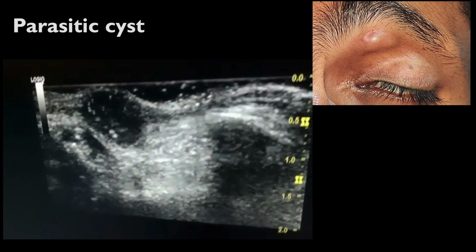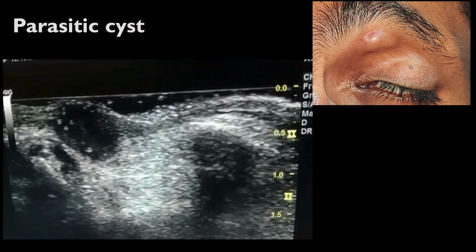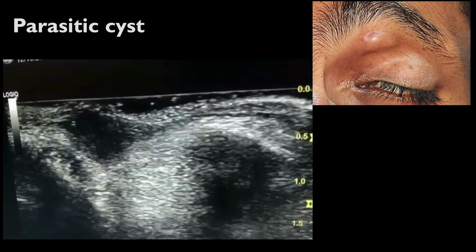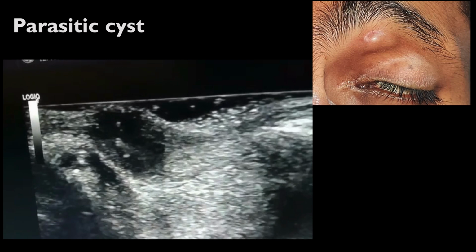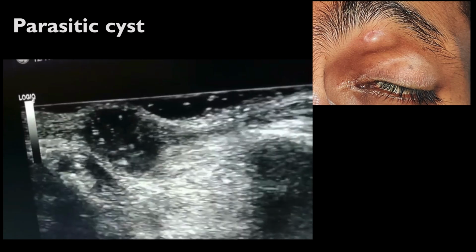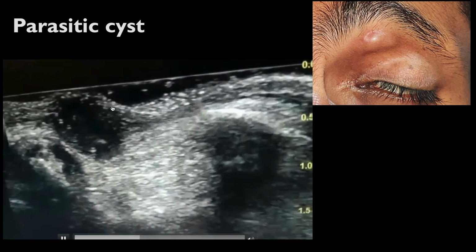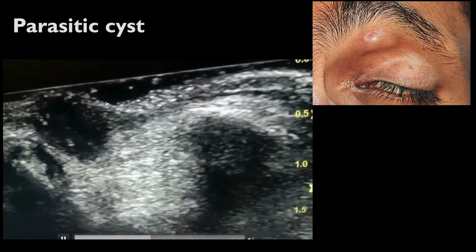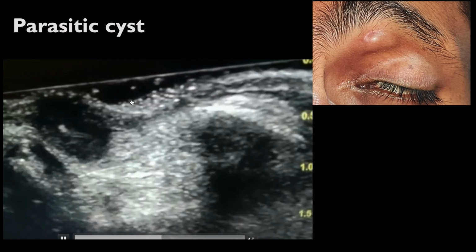Here is a suspected parasitic cyst in a young male on the left eyebrow, and ultrasound of the eyelid revealed a moving live worm inside a cystic cavity which is shown in white on its circumference.